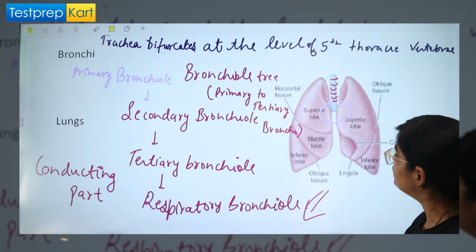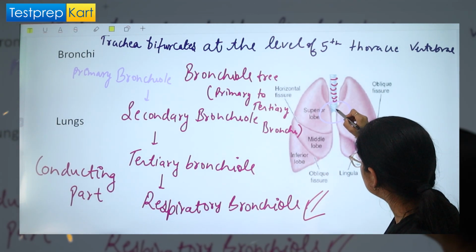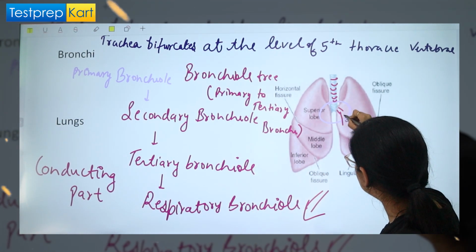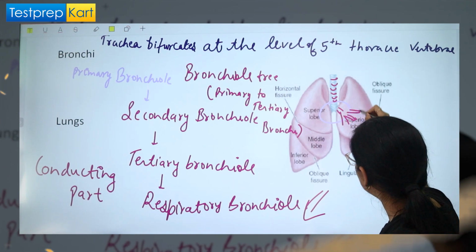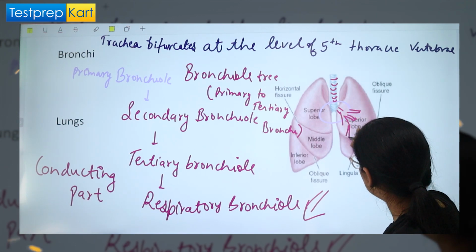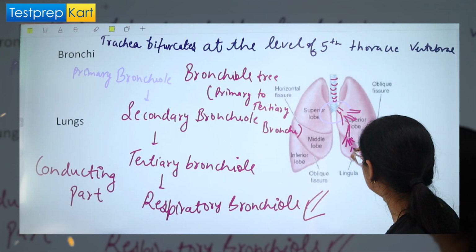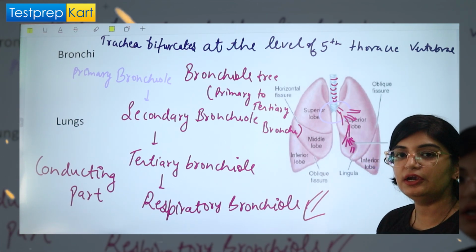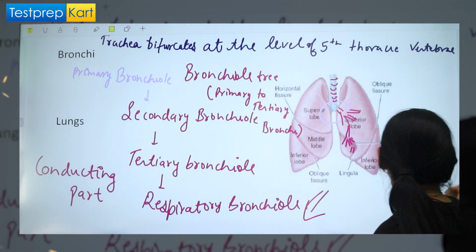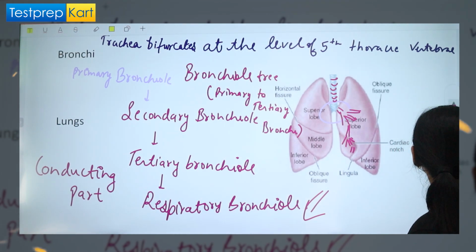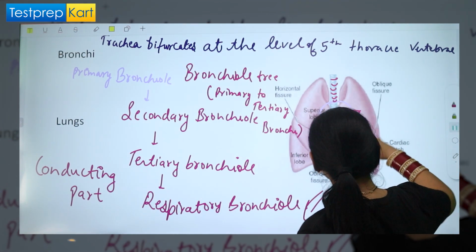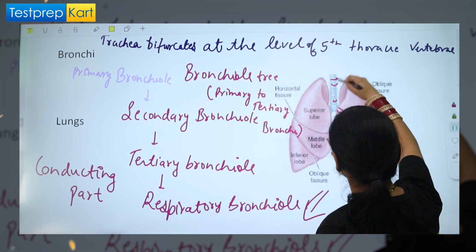So this is all about the bronchiole. It bifurcates here. It will form primary bronchi, then the secondary bronchi, then it further bifurcates to form tertiary bronchiole, and this tertiary bronchiole will open up into the small respiratory bronchiole, right? So moving forward, we'll discuss the lungs.